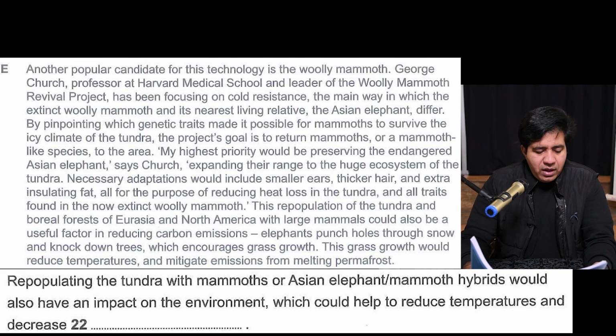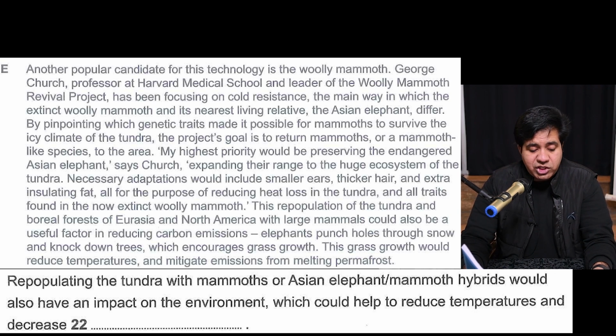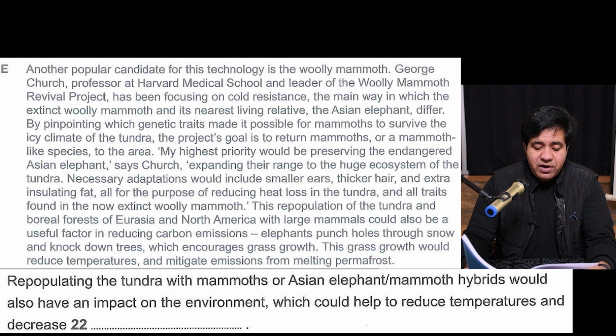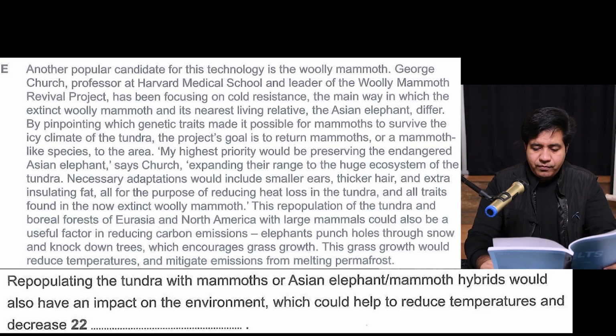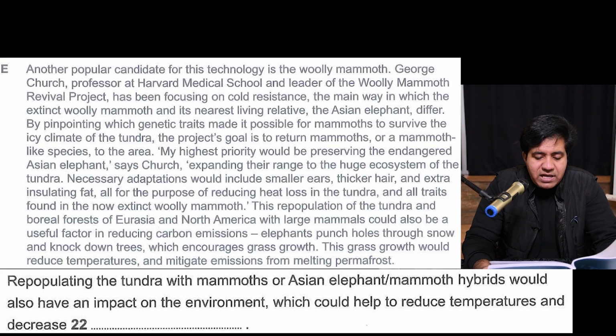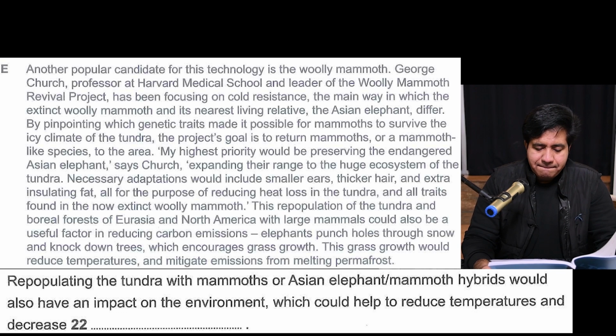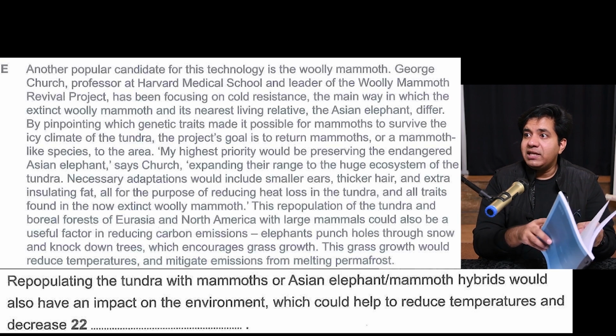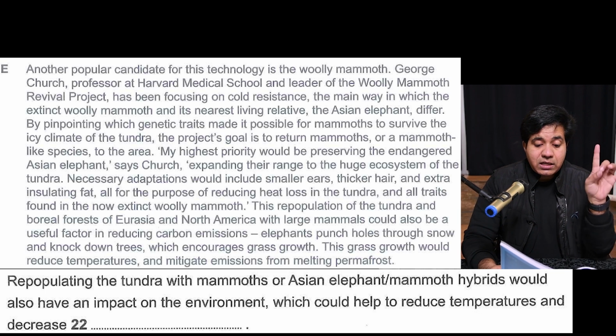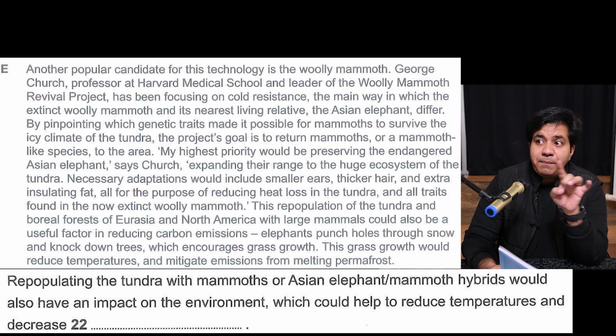Okay, question number 22. Repopulating the tundra with mammoth of Asian elephant, mammoth hybrids would also have an impact on the environment, which could help to reduce temperatures and decrease. Temperature is the word. Reduce temperature and decrease something. Same paragraph. Decrease means reduce. Good. Found it? Decrease means reduce. Wait a second. Same paragraph, read on. Just you need to find it. Useful factor, reduce or reducing. Reducing means, yeah, so? Exactly. Carbon emissions, right? The answer is complete carbon emissions.